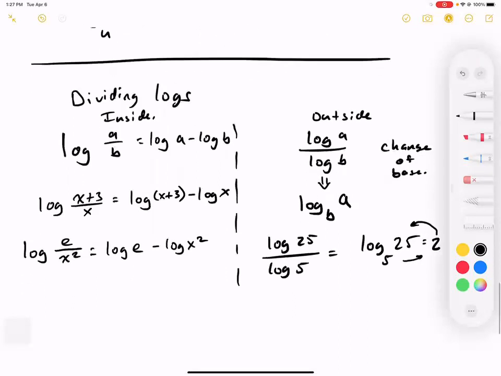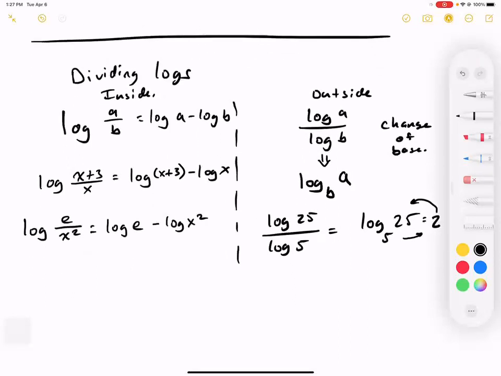Okay. Seems pretty easy. Seems pretty basic, I guess. But the problem is being able to remember how to rewrite them and which one works, right? Which one is which. And if we forget that, that's the part. If I'm dividing on the inside, is that subtraction on the outside? If I'm dividing on the outside, is that change of base? And that's kind of where we get stuck sometimes.